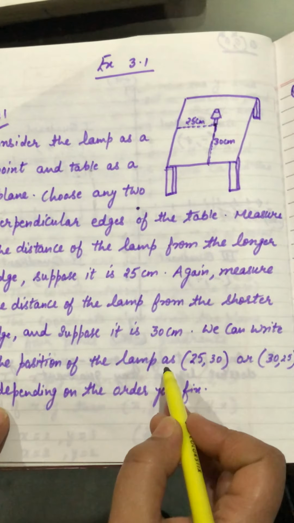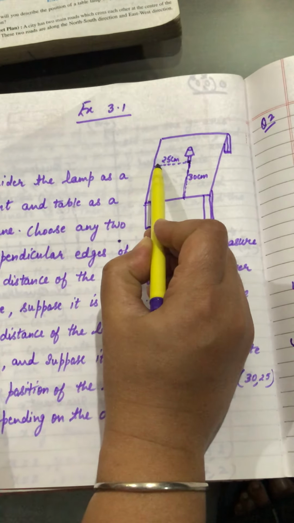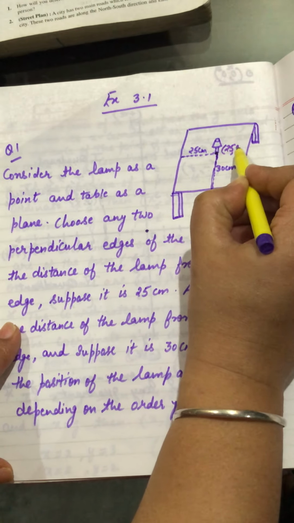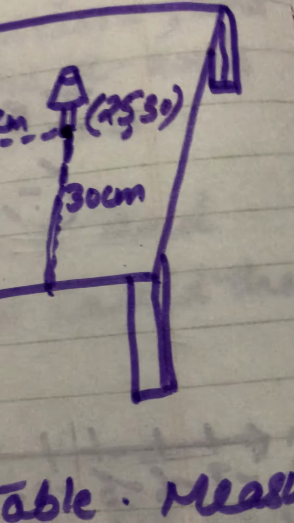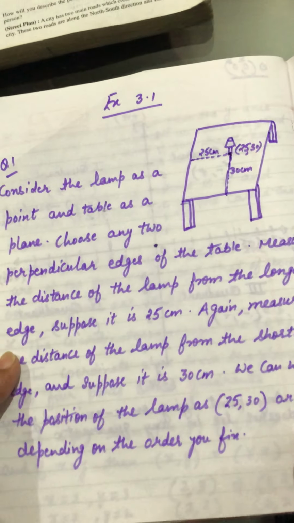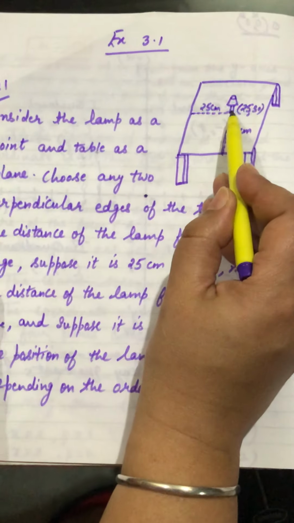So we can write the position of the lamp as 25, 30. So this point is represented by 25, 30 or 30, 25, depending on the order we fix. If we take this as the longer edge and this as the shorter edge, then it will come 30, 25. So this is how we can describe the position of the table lamp.